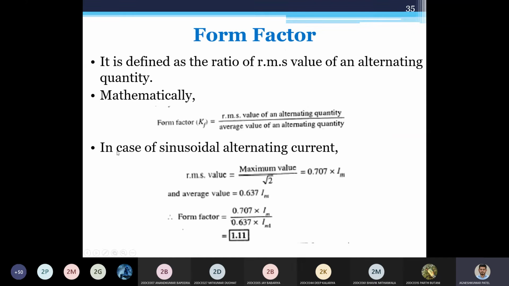In case of sinusoidal, or our case, the RMS value we know is 0.707 IM, and the average value is 0.637 IM. So the form factor you can easily calculate is 1.11. So in a voltmeter, they measure the average value and multiply it by 1.11. Why do they do that? Because we always know at our home we get the sine wave. That's why they have done this.